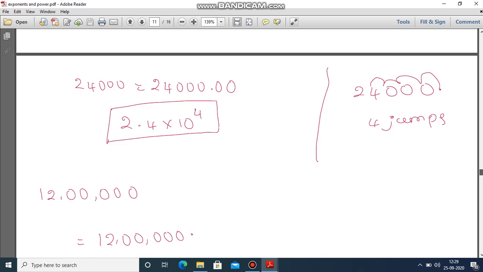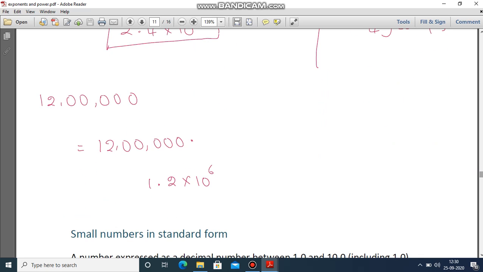Similarly, I can consider one more problem, that is 12,000,000. So for this, consider the decimal point after this 12 double 0 triple 0. How many jumps do you have if you are jumping to the left side? 1 2 3 4 5 6. 6 jumps. So that will become 1.2 into 10 to the power 6.